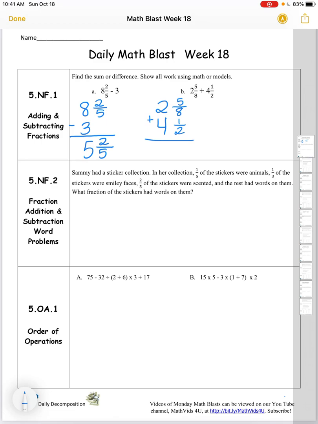We're going to start with the fractional parts, the 5/8 and the 1/2, and notice those are not like units. So we're going to work to make those like units. I want to model 5/8. So in my area model here, I'm going to model 5/8. I want to break the whole into eighths.